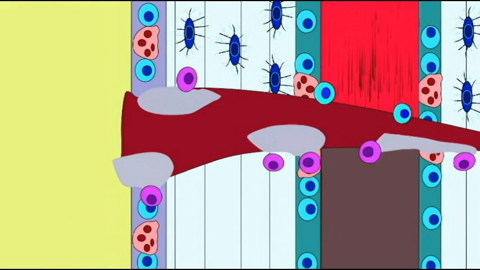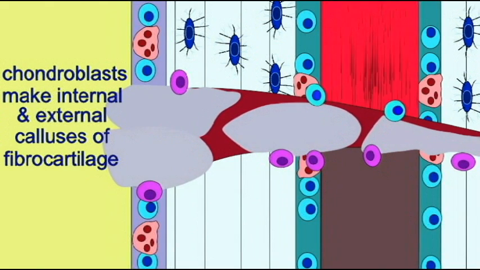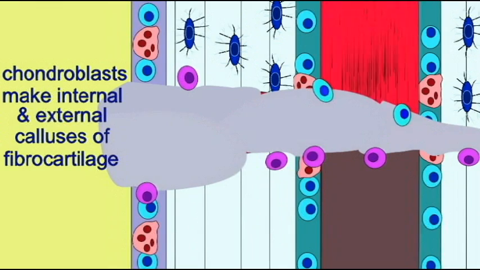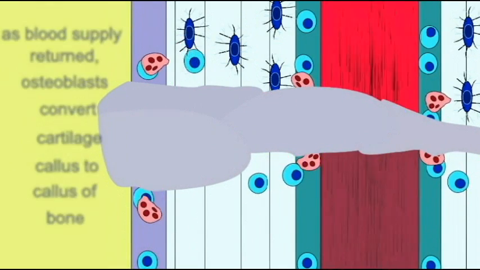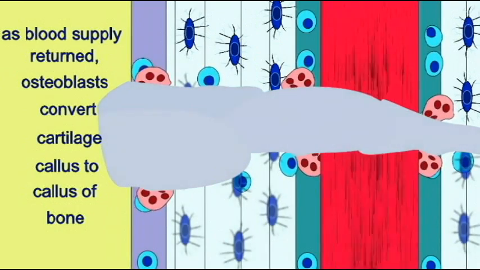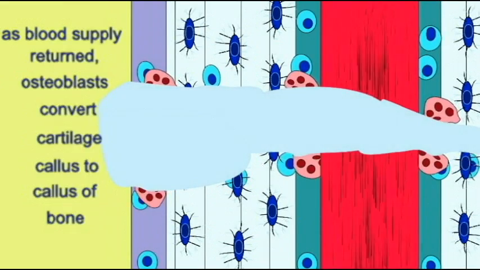The chondroblasts in the fracture area then begin to make cartilage, a type known as fibrocartilage, and this cartilage will form calluses inside the bone, known as the internal callus, and outside, known as the external callus. These are made of fibrocartilage.